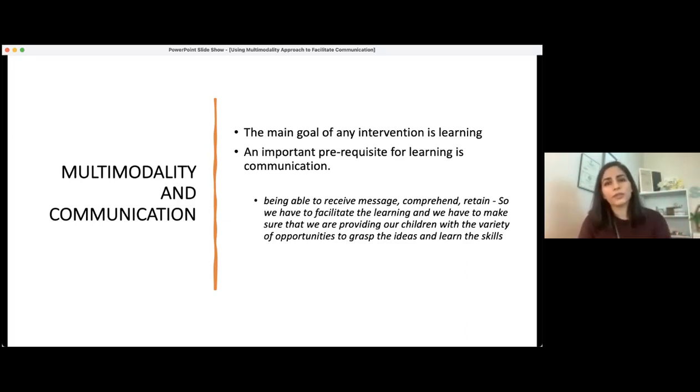And in order to learn, we cannot learn something if we don't know how to follow direction. And we cannot follow direction if the information that's provided to us is not according to our skill. So that is basically the whole crux of my presentation.